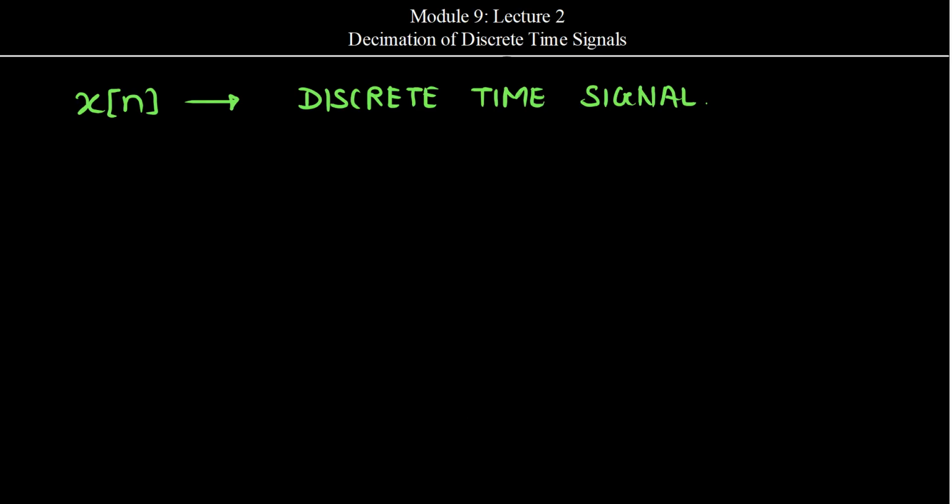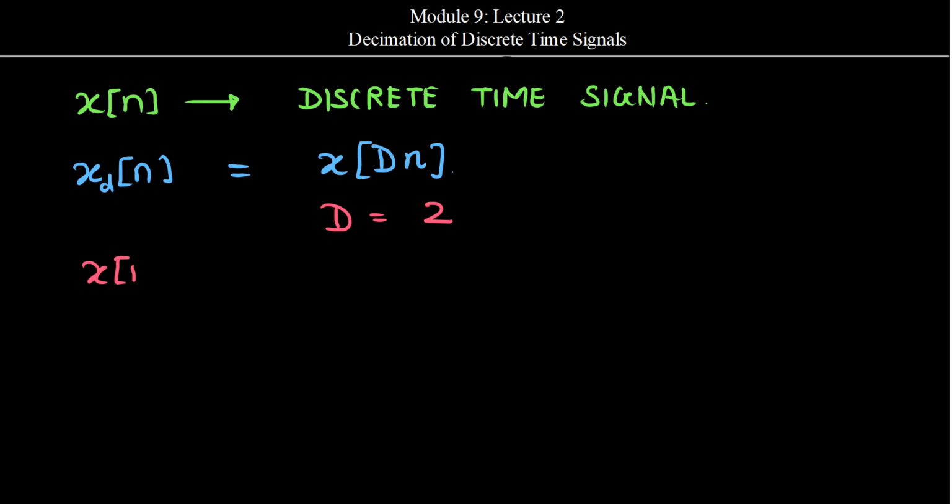And in this lecture, we are going to analyze a signal given as xd of n, which is defined as x of dn. Let us try to analyze this signal x of dn using a simple example where d is equal to 2. Let us consider x of n as an example signal given as 1, 2, 3, 4, 5, 6, where this 1 is located at n equal to 0.